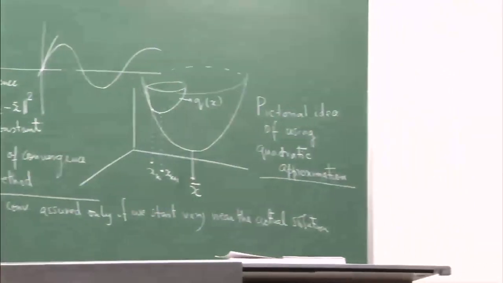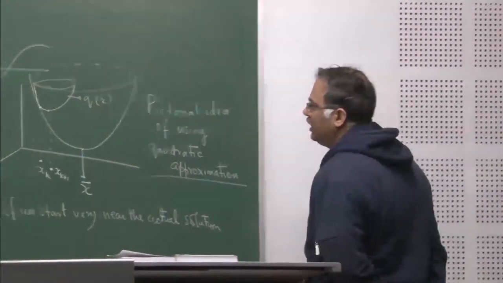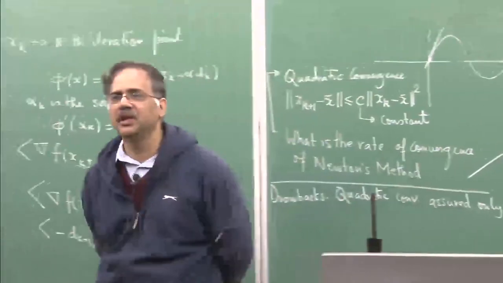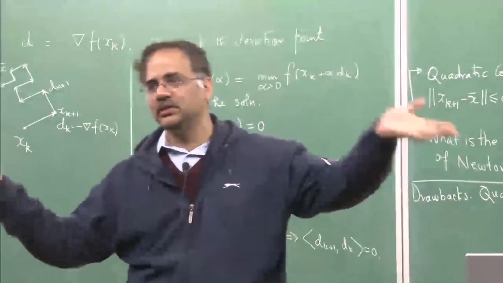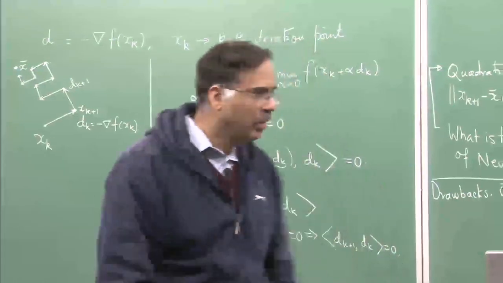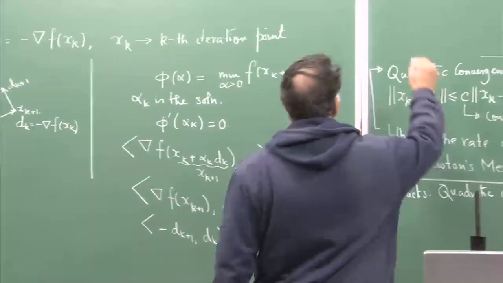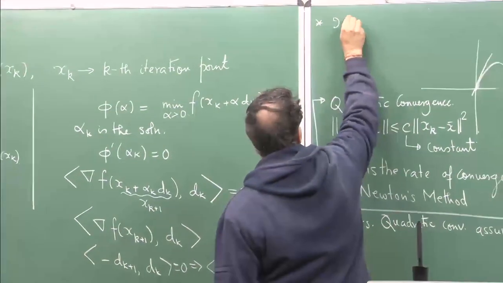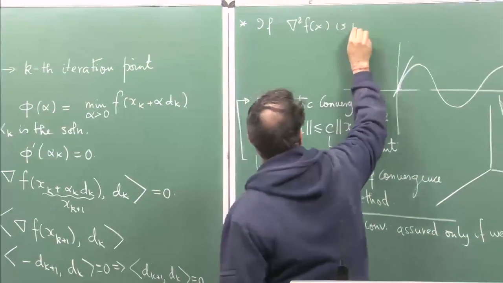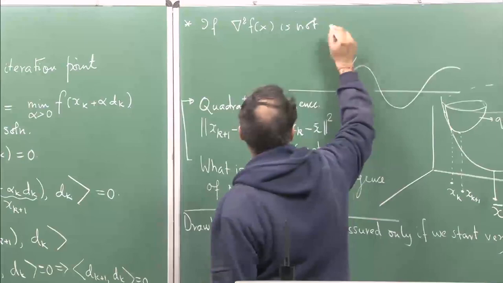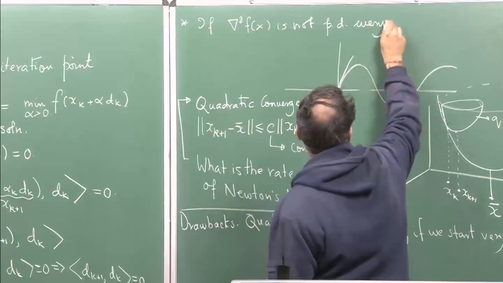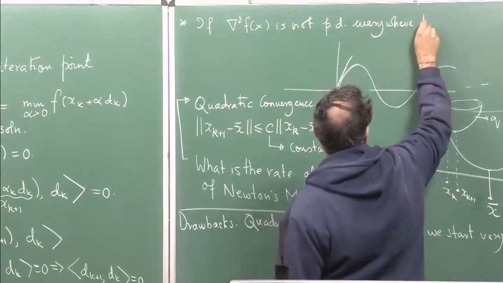Now, this is a drawback. Another major drawback is, what would happen if my problem is such that at every point I do not have positive definiteness of the Hessian? If I do not have positive definiteness of the Hessian, I have to stop and go back to the slow steepest descent method. Isn't there something which can help me? So, the question is, if the grad square f(x) is not positive definite everywhere, that is, the problem is not strongly convex, then what?